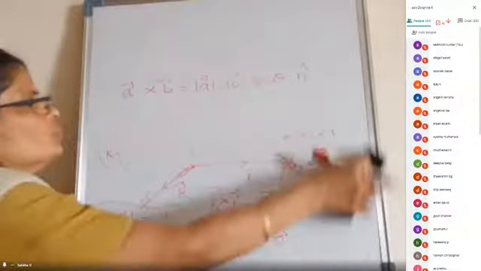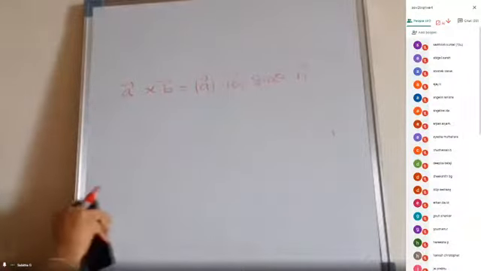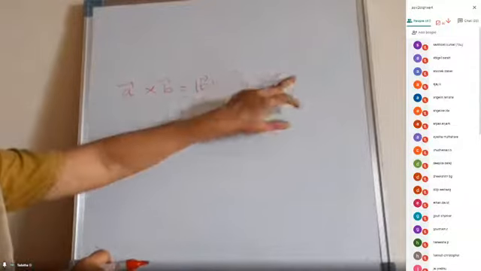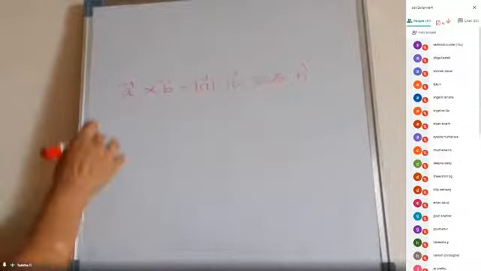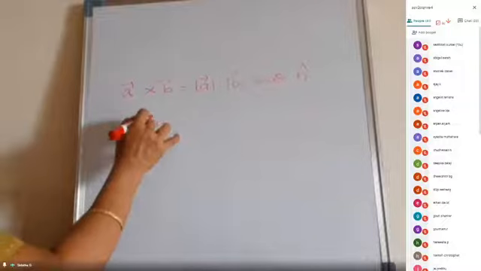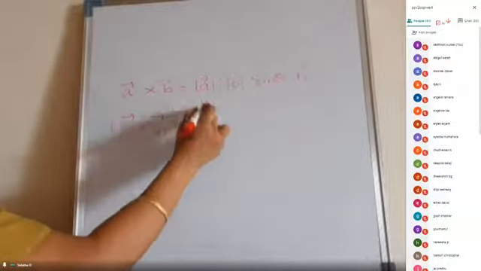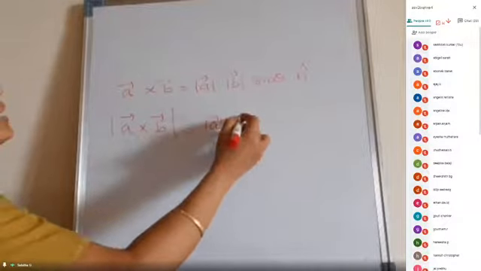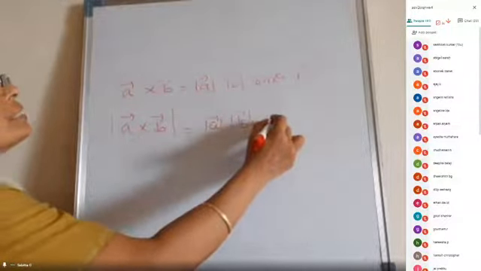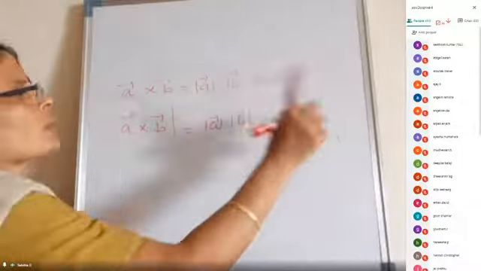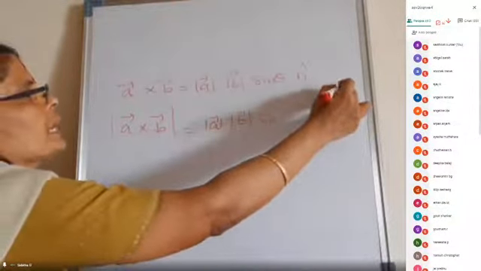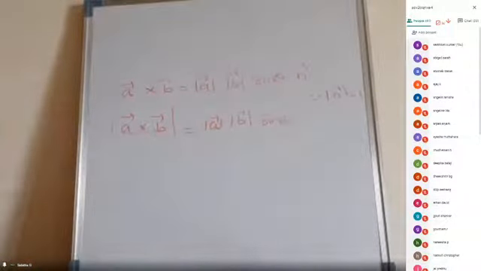Now, what is A cross B? Mod A, mod B, sin theta, n cap. And this n cap has to be removed. What to do? If I take modulus on both sides, modulus of A cross B is modulus A, modulus B, sin theta. Modulus n cap is what? 1. You can remove it, since modulus n cap equals 1. It is a unit vector only. N cap removed.